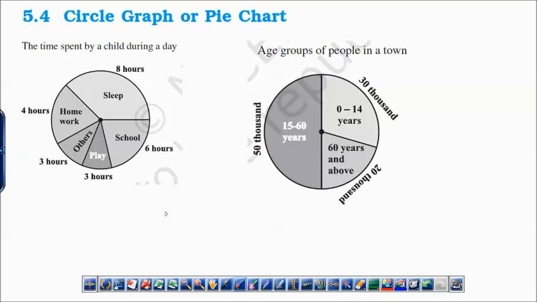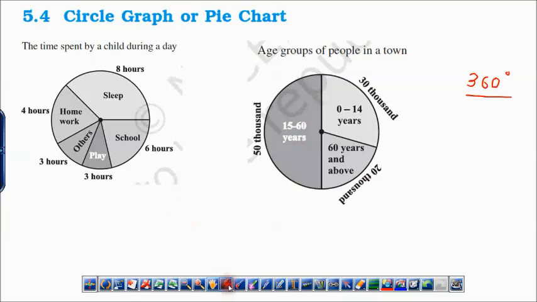Hello, today we will do a pie chart or a circle graph. Circle graph is not a very famous word. Around the world, this kind of representation is called pie chart. Pie chart is basically showing information inside a circle, and every circle is made up of 360 degrees. So we have to divide 360 degrees between different categories depending on the question.